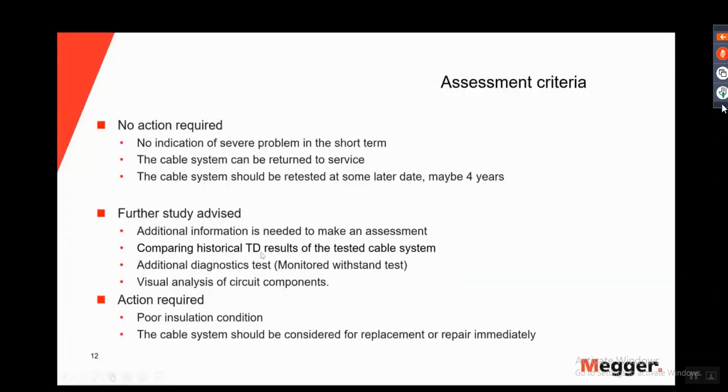This is important because historical means that you've done this more than once in an aged circuit, not new. An example would be a cable run that had a failure, you added a splice, and so you had the data before the splice and then after the splice. Additional diagnostics: test, monitored withstand test, visual analysis of circuit components. And then of course action required would be poor insulation condition. The cable system should be considered for replacement or repair immediately.